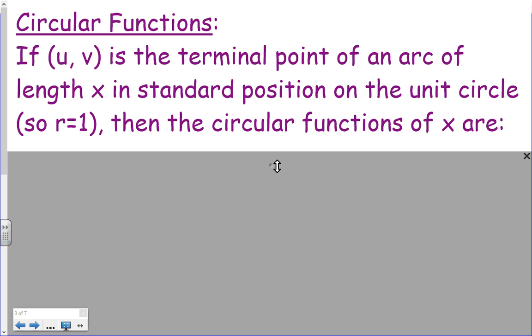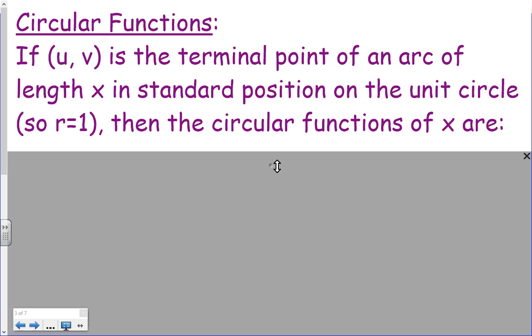So let's define what a circular function is. Let's define some point (u, v) that's going to be on our unit circle. It'll be the terminal point of an arc of length x in standard position on that unit circle. So I'm no longer talking about the terminal side of an angle, but rather a terminal point that falls on that unit circle. It's the terminal point of an arc on that unit circle.